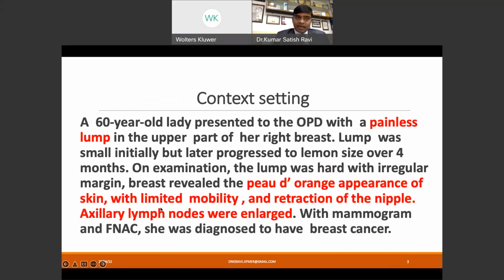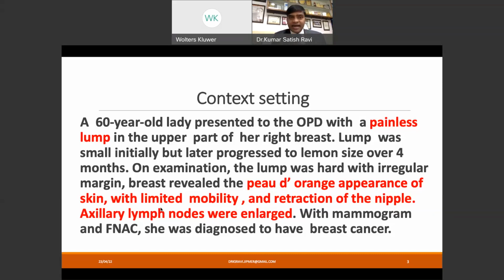So we'll start with the case scenario over here. You can see we have taken one case, that is a 60-year-old lady presented to the OPD with a painless lump in the upper part of her right breast. The lump was small initially, but later progressed to lemon size over 4 months. On examination, the lump was hard with irregular margin. Breast revealed the peau d'orange appearance of skin with limited mobility and retraction of the nipple. Axillary lymph nodes were enlarged, and with mammogram and FNAC, she was diagnosed to have breast cancer.